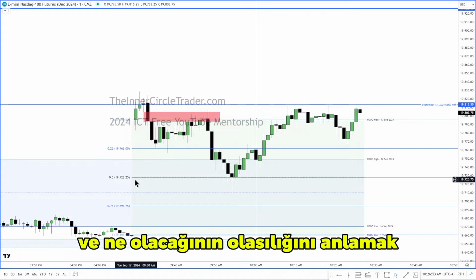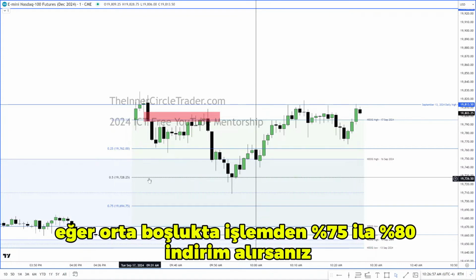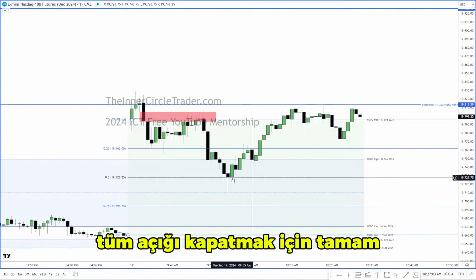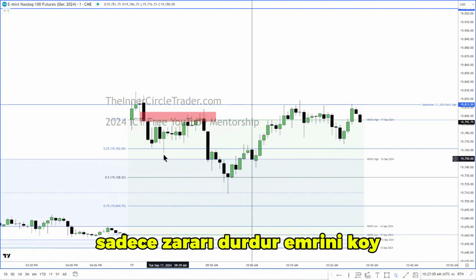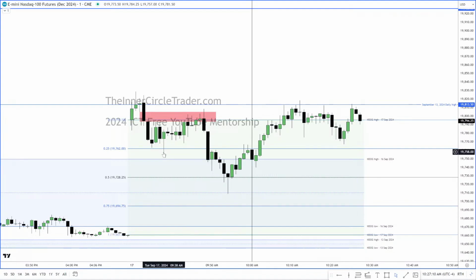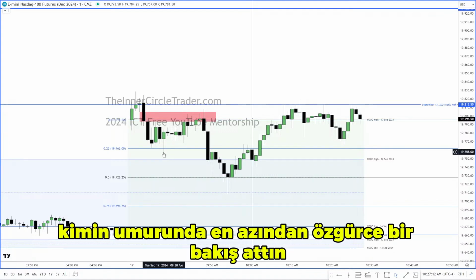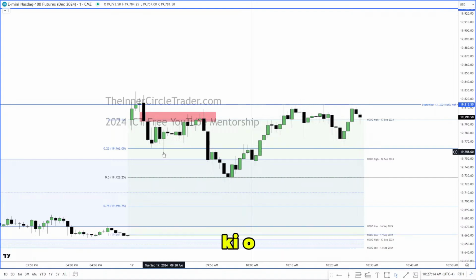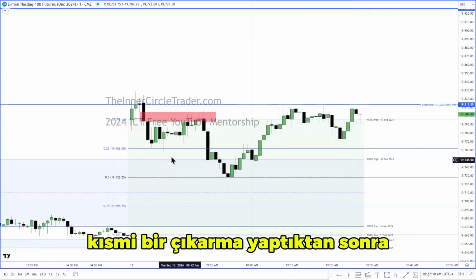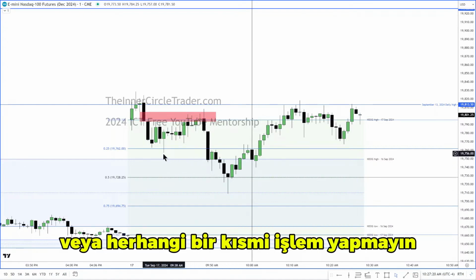And understanding the likelihood of what happens if you take 75 to 80% off of the trade at the mid gap, and you don't have the experience and you want to see if it can go down to close the entire gap. Okay, just put your stop loss somewhere above the short-term low you took profit at, or partial. And if it stops you out on the bounce, who cares? At least you had a free look. You did 80% off here, remaining from the position after you've taken off a partial. Or don't do any partials.